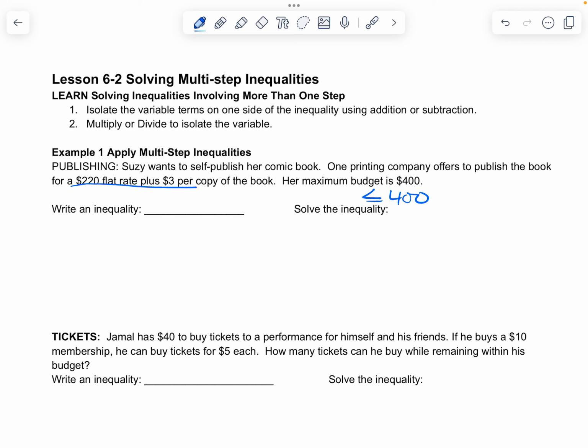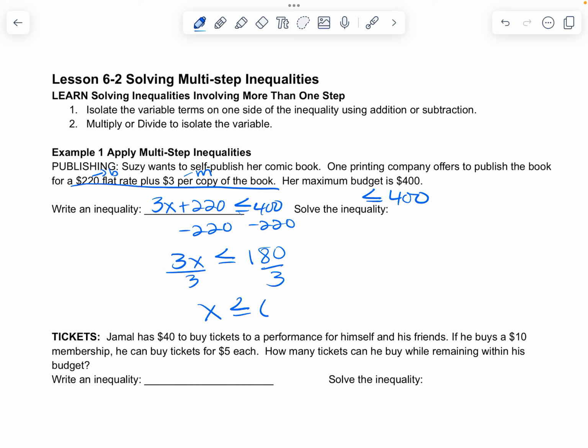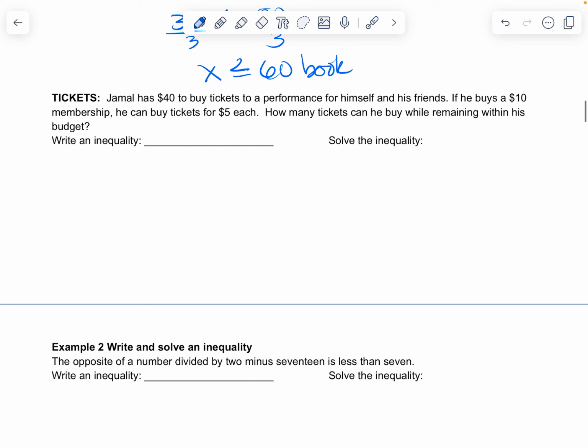This part right here is my slope. This right here is my y-intercept. So that would be 3x plus 220, and then it has to be less than or equal to 400. So if I was to solve that and get 3x is less than or equal to 180, divide by 3 on both sides. So the most amount of books that she could buy are 60 books, and anything less than that.